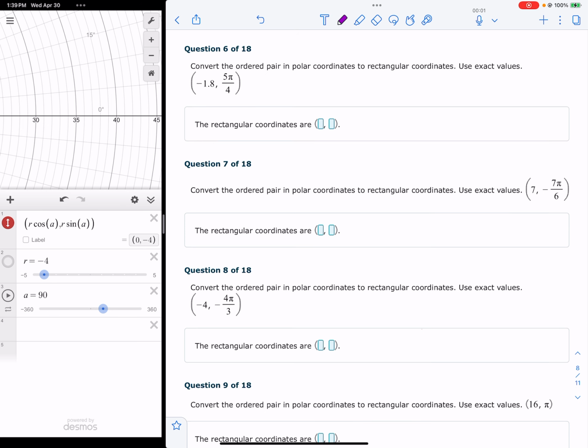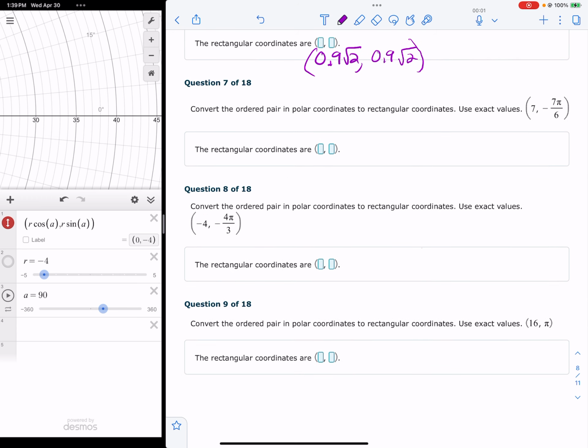Number 6, same process happens, but you're using negative 1.8. It doesn't really change anything. It just means that your number is going to be a decimal instead of a whole number. But you do the same thing. And so you're going to get 0.9 square root of 2 and 0.9 square root of 2. That should be the answer there.